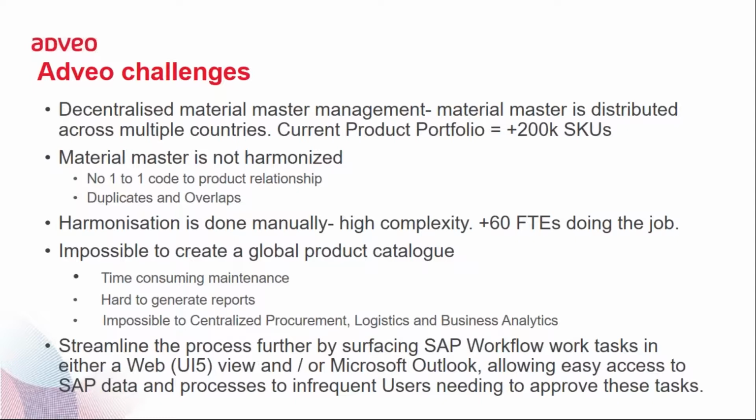And it was impossible to create a unique global product catalog. So it's a very time-consuming activity. It's very difficult for us to generate harmonized analytics in the company to make decisions. For example, central global purchasing. How do we do that if the material master data is not unique? Logistics is also very much affected because we cannot produce harmonized logistics and procurement.